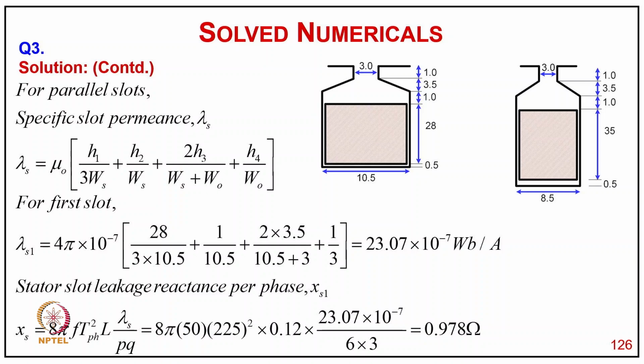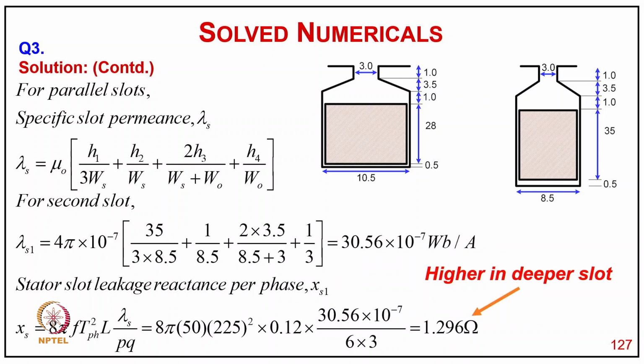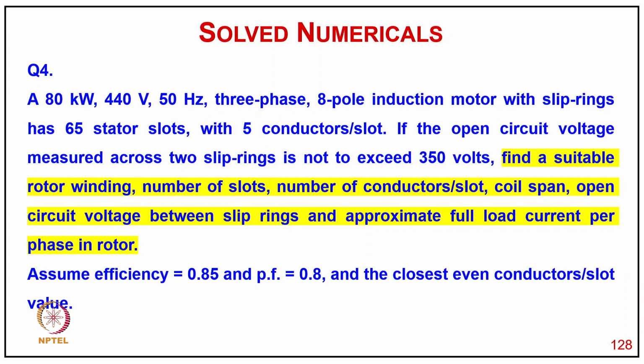For the first slot, putting the value, the permeance comes to 23.07 into 10 power minus 7 Weber per ampere, and the stator slot leakage reactance is X equal to, putting the value, pi f Tph squared upon P into lambda s upon pq, so it comes 0.978 ohm. Similarly, for the deeper slot, you put the value and it comes 1.296 ohm. So for deeper slots, it comes higher than the previous value for the second combination of the slot. That shows the effect of how the slotting makes a difference in leakage.